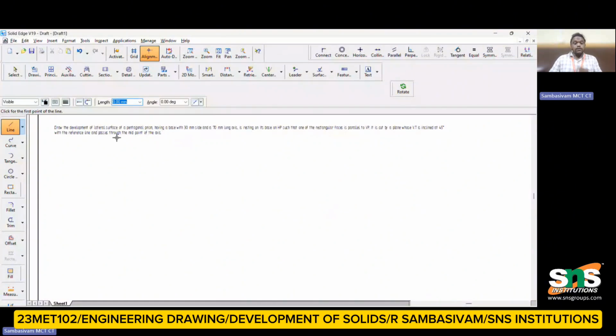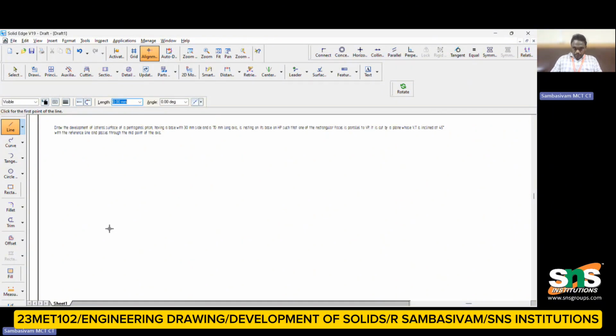Draw the development of the lateral surface of a pentagonal prism having a base of 30 mm side and 70 mm long, resting on its base on HP such that one of its rectangular faces is parallel to VP. When the rectangular face is parallel to VP, we have to decide whether the lower or upper part is looking upwards or downwards. The cut is inclined 45 degrees to the reference line and passes through the midpoint of the cut section. The development surface cannot be included in a 5-minute video, but we can draw it with a lot of scope.